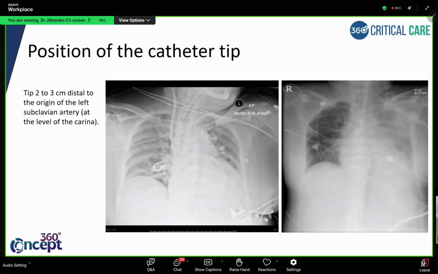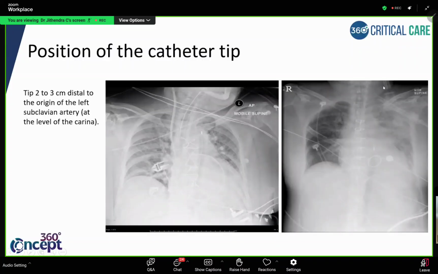Okay. Now coming to how do I know the position? That is usually done by radiography. You will be doing it in a cath lab, so you do a fluoroscopy and confirm it. Or after coming to the ICU, you can do a chest X-ray and confirm it. In these two X-rays, in both the X-rays, it is not in ideal position. Usually the tip should be at the level of the carina, just below the carina.